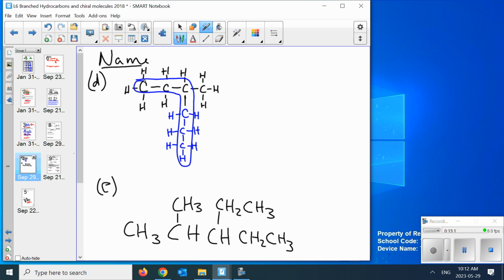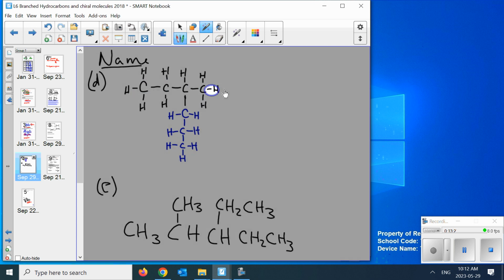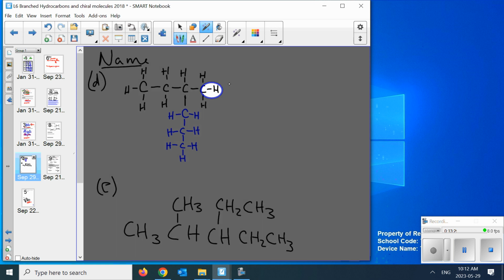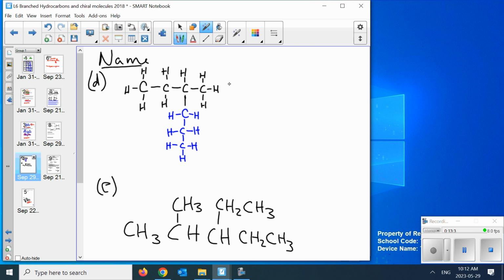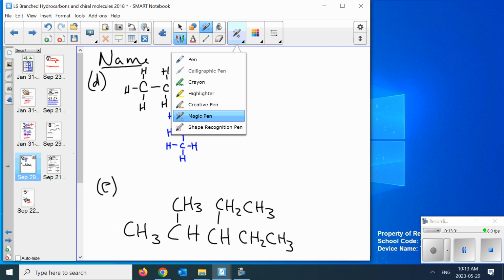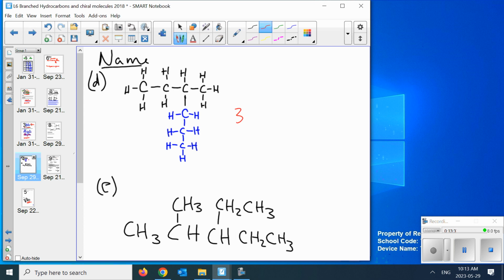And that's 1, 2, 3, 4, 5, 6 in a row. Then you notice that on the third carbon, we have this group. That makes sense? I can keep all that in my head. Third carbon, so 3-methyl, it's not a di or anything, and then 6 in a row: 3-methylhexane, single bond, so hexane.